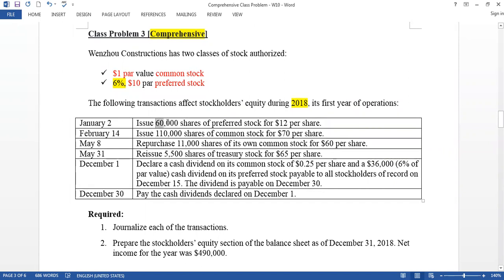The company issues 60,000 shares and it is preferred stock. And from the market, the company received $12. So this is the market rate. The market rate is $12. But what about the company rate? The company rate is $10, right? Company rate $10, but from the market they receive $12. So there is a gain. So how do we record this journal entry?